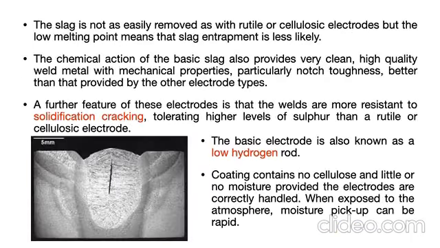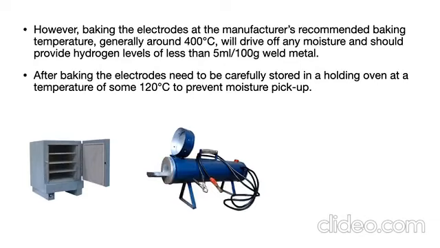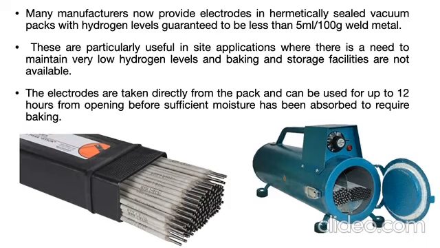Talking about low hydrogen electrodes, the hydrogen content per 100 grams of weld metal will be only in the range of 5 ml, whereas if you may recollect from our last slides, it was about 20 ml or so. So wherever these low hydrogen electrodes are used, it is certain that unless contaminants or moisture are introduced, the weld produced will have a maximum of around 5 ml hydrogen per 100 grams of weld metal.